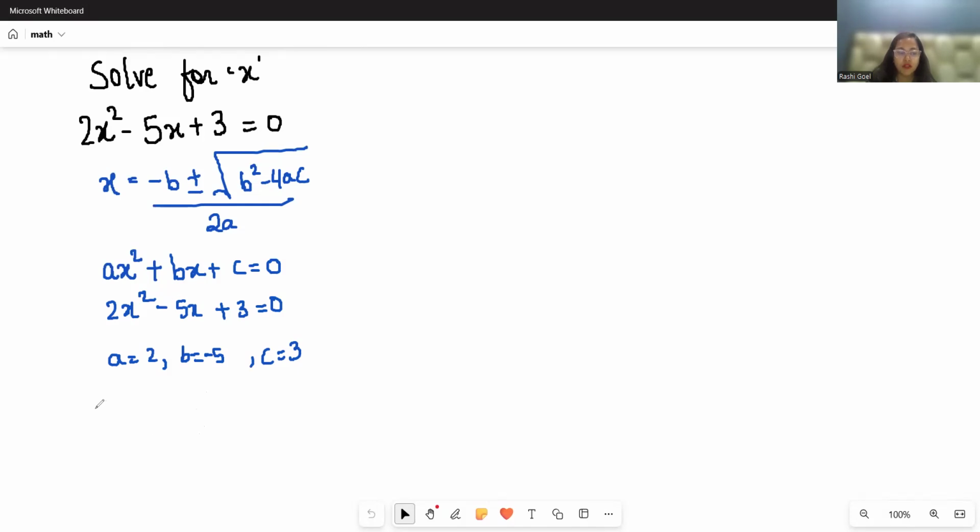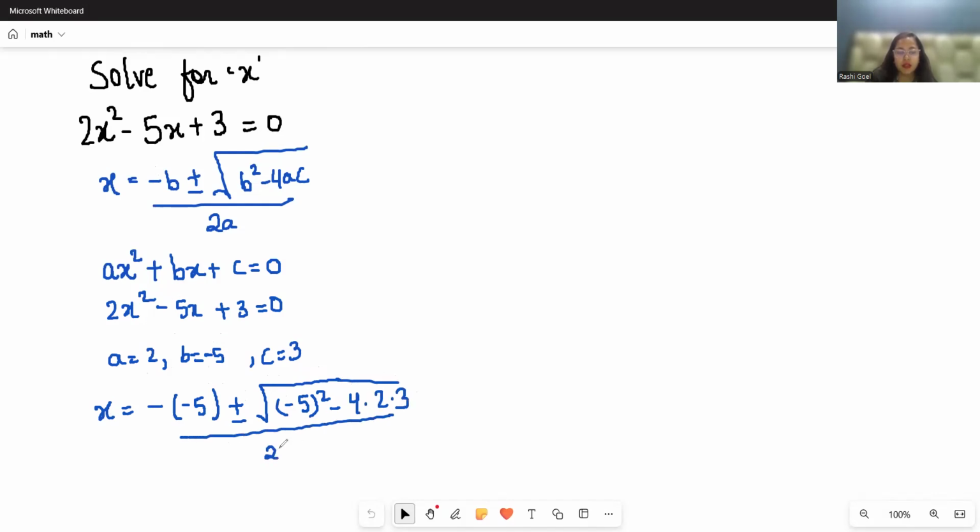Okay, now let's put in the values. x = ... here in the formula there is a negative sign, so we have to take this negative sign and also the negative sign of B. Students miss it and reach the wrong solution. So we have to write it as −(−5) ± √, similarly here (−5)², not 5², − 4 times 2 times 3, over 2 times 2.